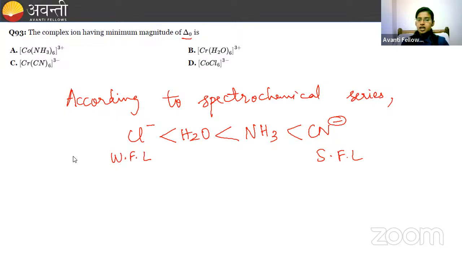Cl minus is a weak field ligand and CN minus is a very strong field ligand. Weak field ligand will have less splitting, but strong field ligand will create more splitting. So the maximum magnitude of delta O is observed for CN minus and the minimum magnitude of delta O is observed for Cl minus. So the Cl containing option is D. Option D is the correct answer. Weak field ligand will have minimum magnitude of splitting, which is delta O, and the strong field will have more splitting magnitude. Okay. So this is how we have to calculate.